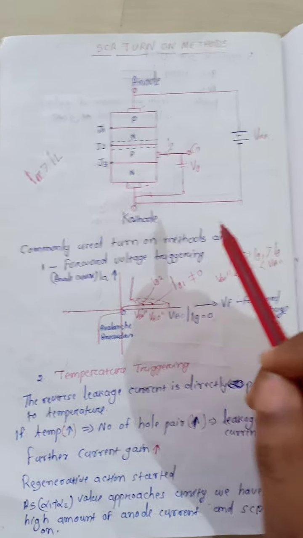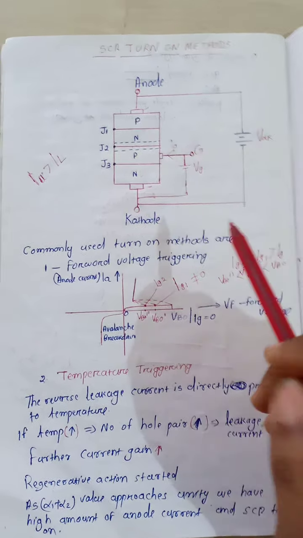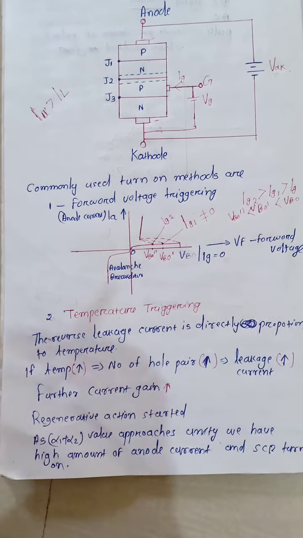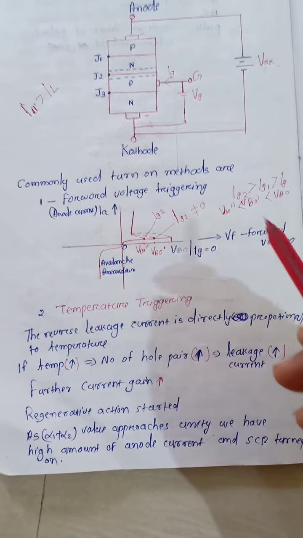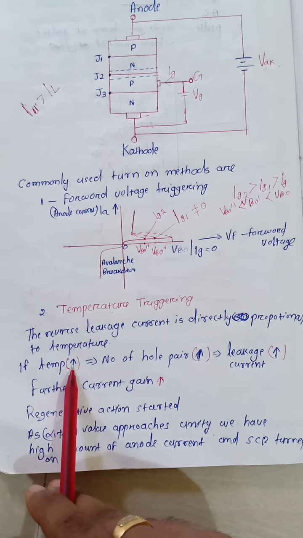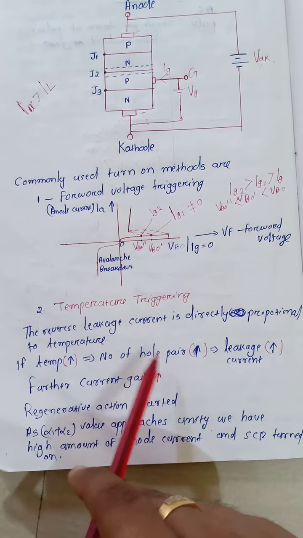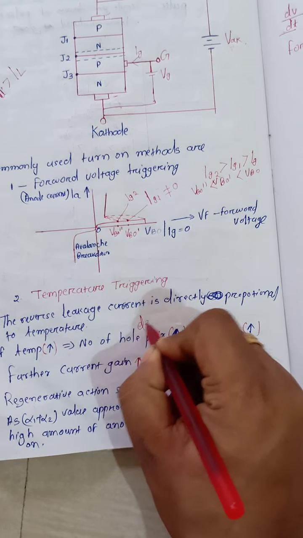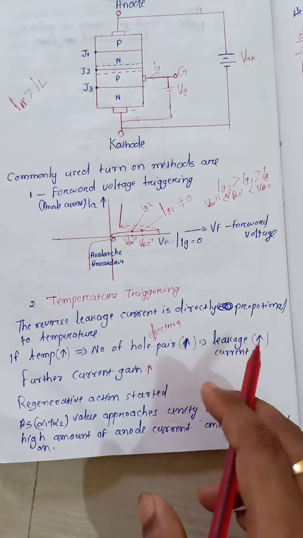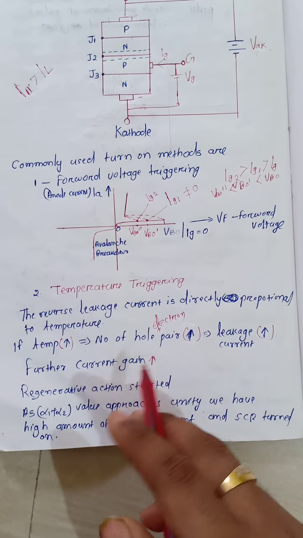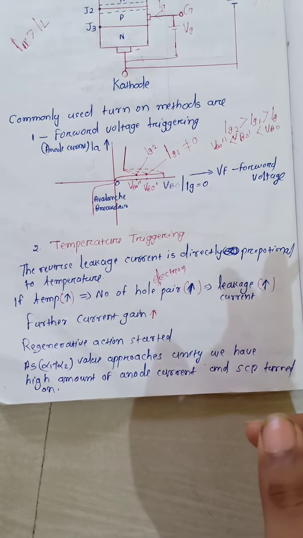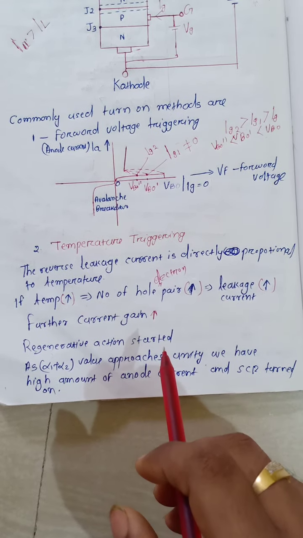Then we will learn about temperature triggering. So what does temperature triggering look like? We know the reverse leakage current is directly proportional to the temperature. That is, if temperature increases, the number of hole and electron pairs increases and leakage current increases. Further, it will increase the current gain of the system. So when current gain increases, regenerative action starts.